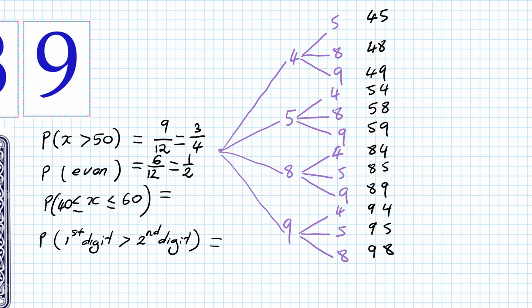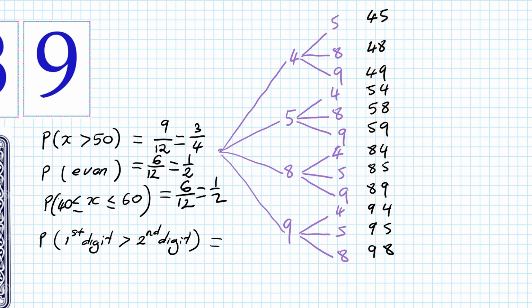Now, let me clear this first. Now the probability that the number is between 40 and 60 inclusive. So between 40 and 60, the numbers are 45, 48, 49, 54, 58, 59. These are the numbers: 1, 2, 3, 4, 5, 6. So that is 6 out of 12, which is a half.